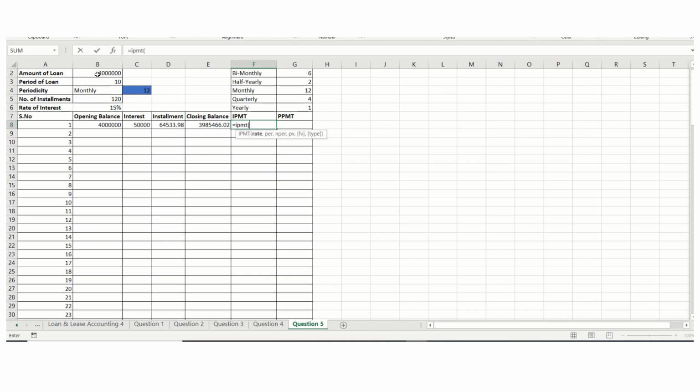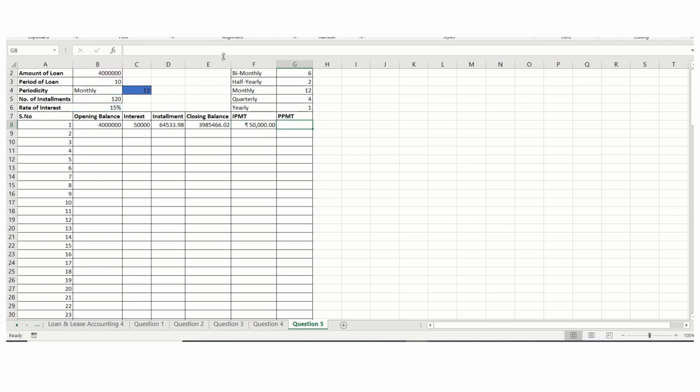IPMT function rate 15% divided by periodicity because it is annual rate. Per is the installment number, which is here. I do not fix it because when I drag it down, it has to move to the next row. NPR is 120. I fix this. Present value is this. Right? Close bracket. Enter. Present value should be in negative. And I fix the present value also.